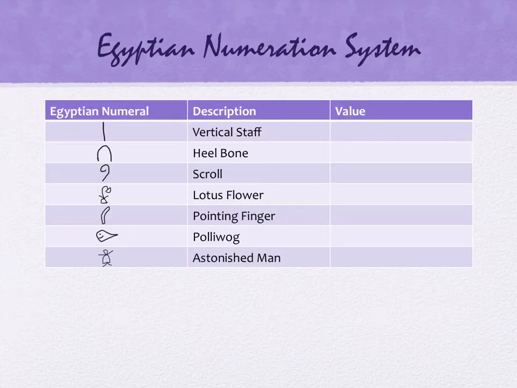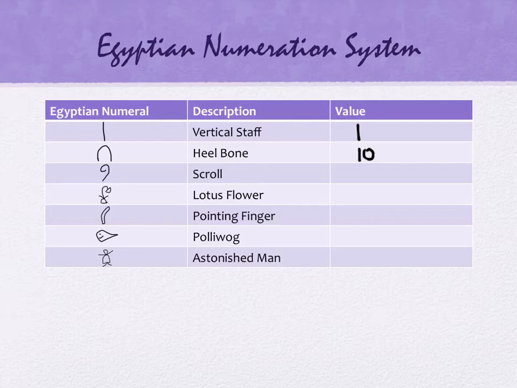So the first one, the Egyptian numeral, is called a vertical staff. And it has the value of 1. So that's easy to remember. It looks like a 1. The second one is called a heel bone. And a heel bone has a value of 10. Now, they don't have a base 10 number system the same way we do, where every place value, it's not like that. But they do build upon the number 10, as you'll see as we go.